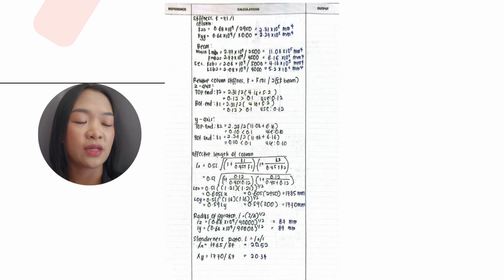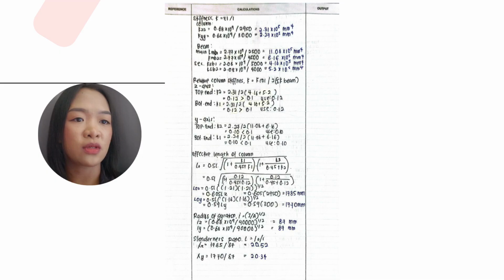I will explain the stiffness and effective length. Stiffness is calculated using EI over L. The column stiffness is around 2.3 times 10 to the power of 5, whilst the beams have higher stiffness values. Using this, we determine the relative stiffness K. The value is about 0.12 in the Z direction and 0.1 in the Y direction.